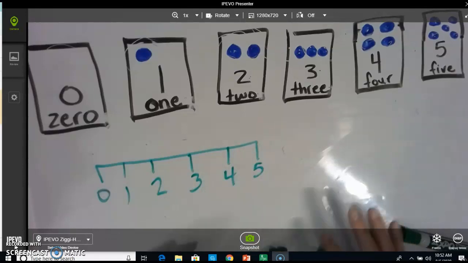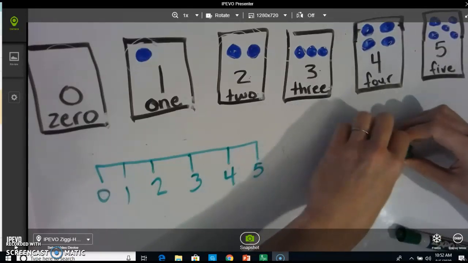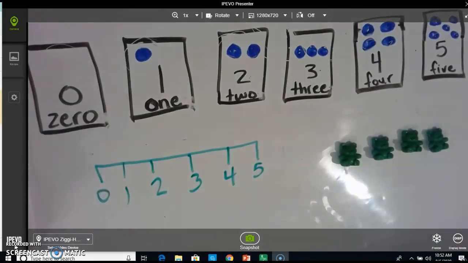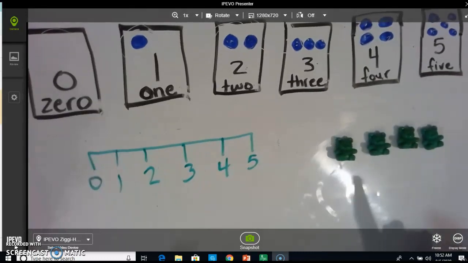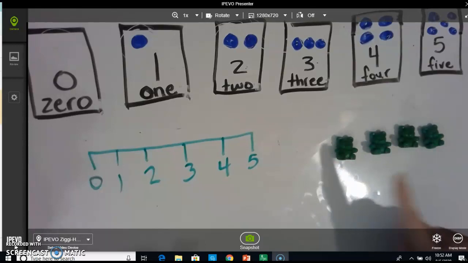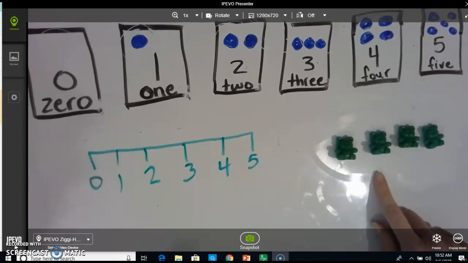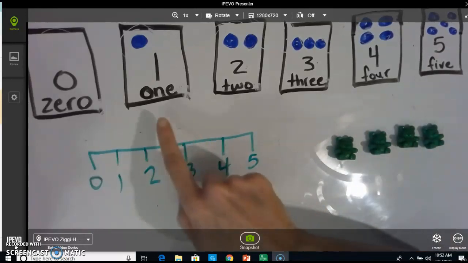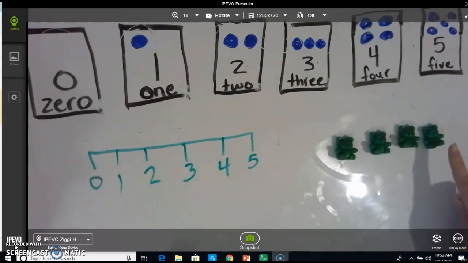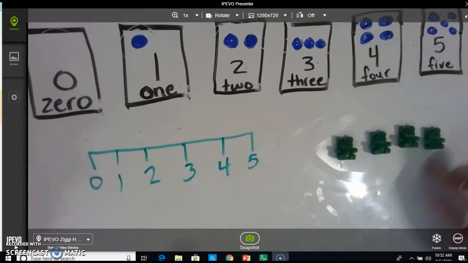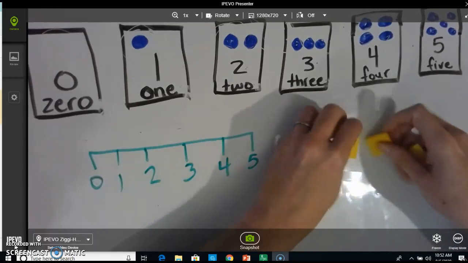All right, let's do some counting outside of our number line so you can practice. Ready? We're going to count these bears. How many bears are in my group? Let's count. 1, 2, 3, 4. 4 bears are in my group, right? 4 green bears. I want you to also notice that when you count in order from 1 to 5, the last number to leave your mouth is the number of objects there are. For example, 1, 2, 3, 4. There are 4 green bears. All right, let's count some yellow squares together.